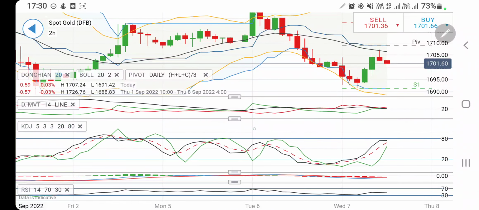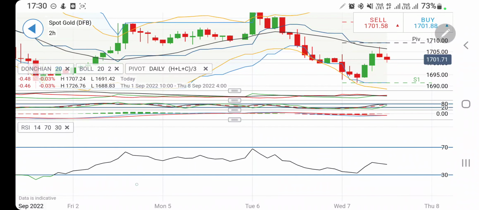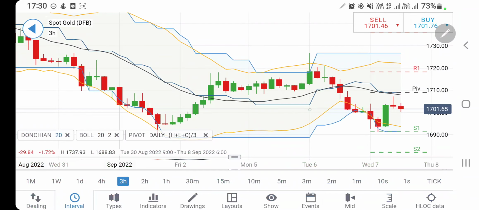Directional movement is bearish. It is again trying to diverge. Stochastic is at a high here. Probably if it converges and crosses over, we may see some red candles. The MACD is on the verge of a bullish crossover here. The RSI is trading flat with a slightly negative slope.